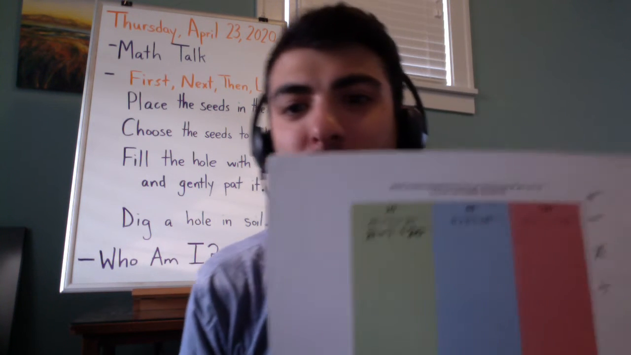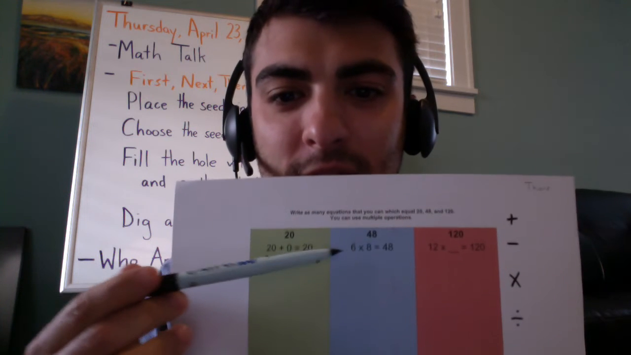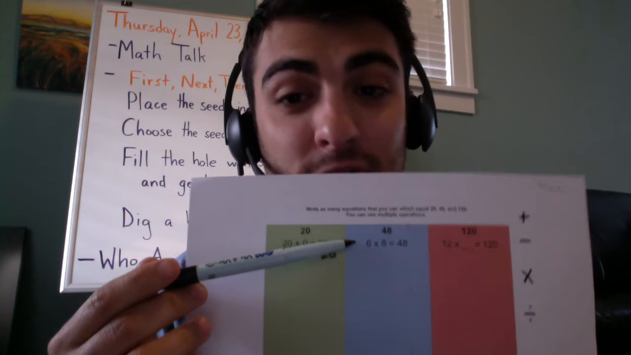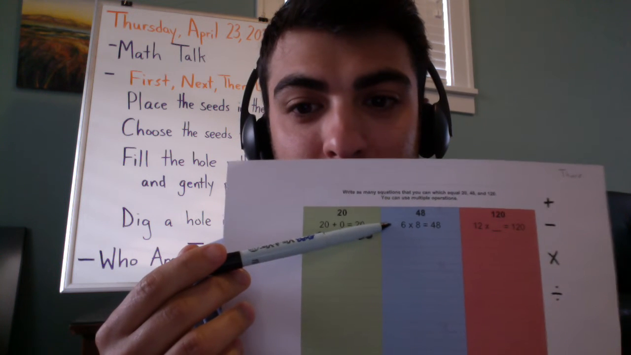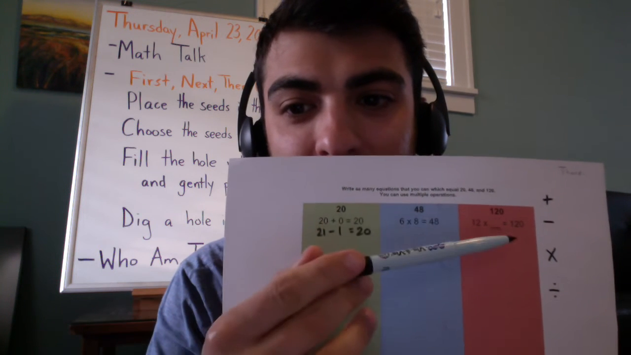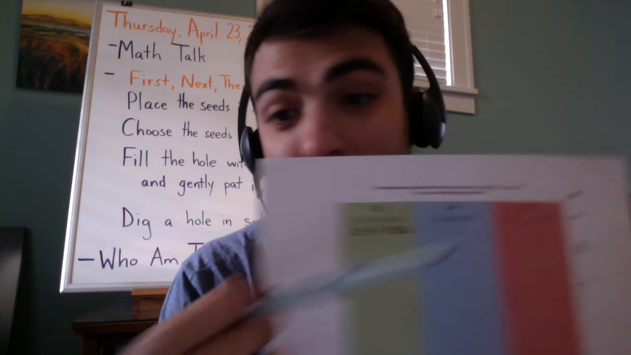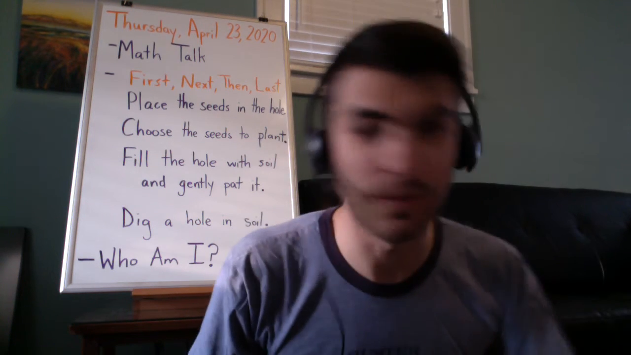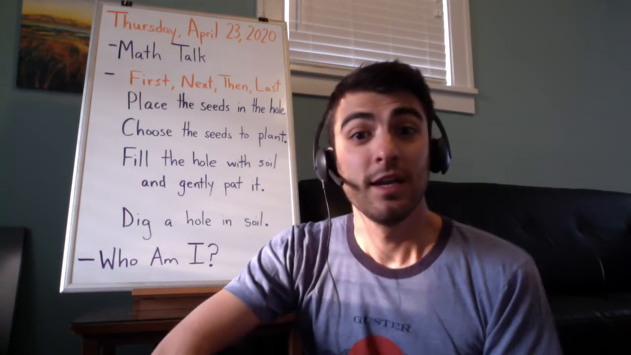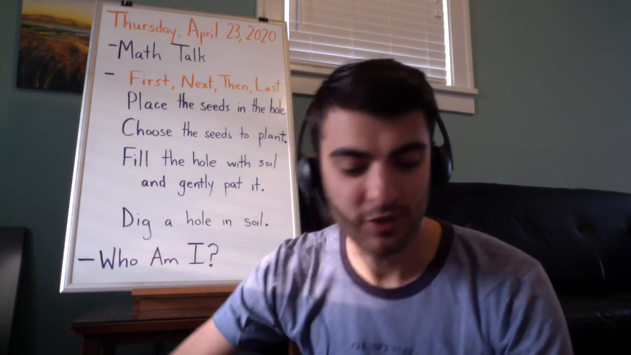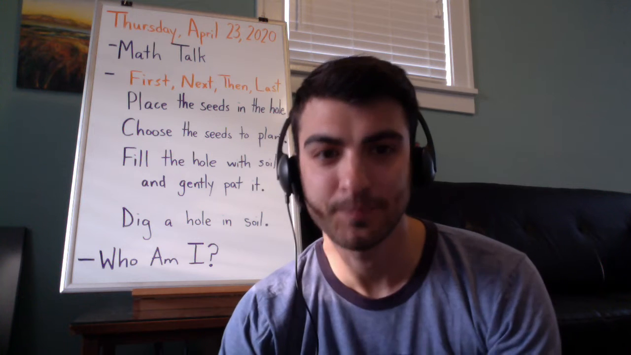And for those of you going ahead and doing the tens column with 48, you can still use addition, subtraction. My example just used multiplication, and same with 120. All right, so give that math talk a try, and have your parents send me a picture of your equations. I'd love to see what you come up with, okay?